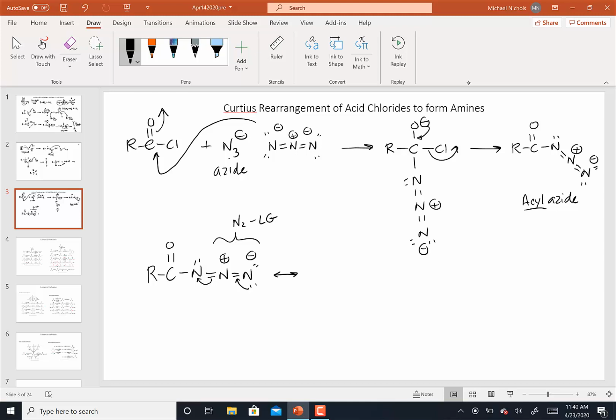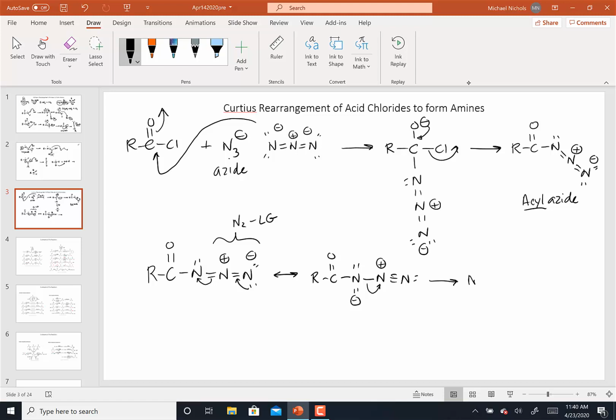So I'll put this in a form that it'll be a little bit easier to see how the nitrogen gas is lost. The nitrogen attached to the carbonyl has two lone pairs, and then there's a triple bond between the nitrogen in the middle and the nitrogen on the end. That puts the negative charge here and the positive charge still on that nitrogen. But now it's set up so that the nitrogen gas can become a leaving group. And so what I'm going to simply do is give that pair of electrons to the nitrogen.